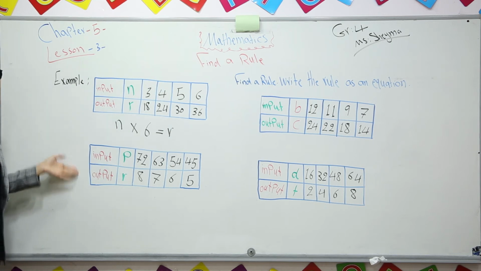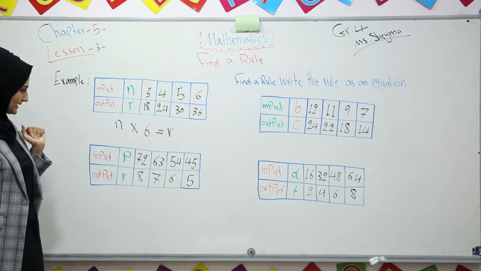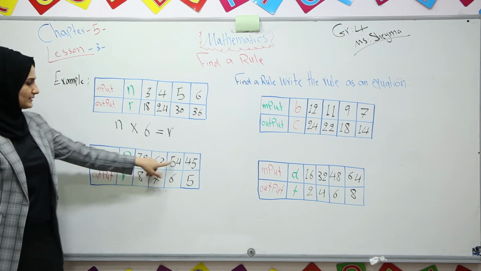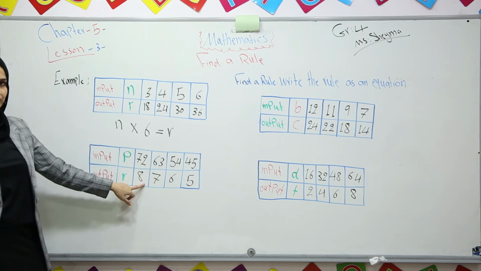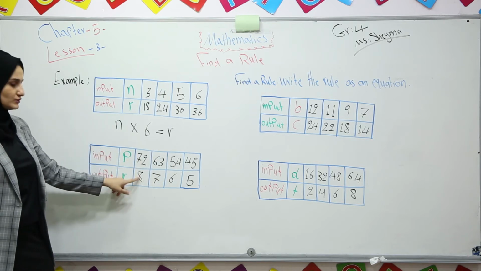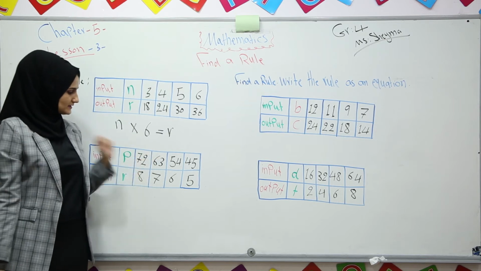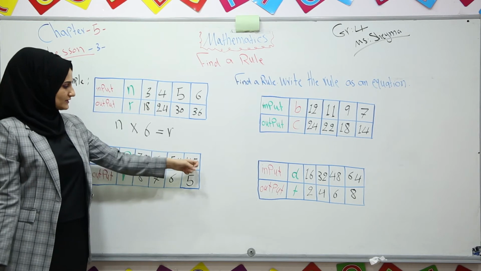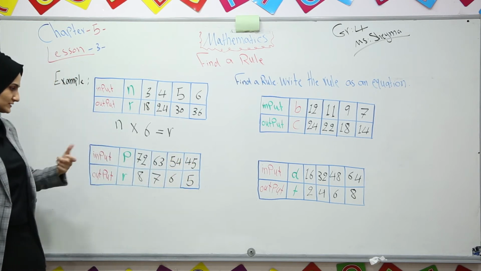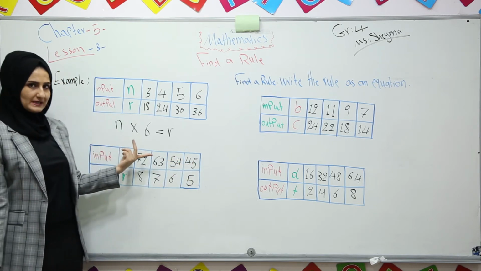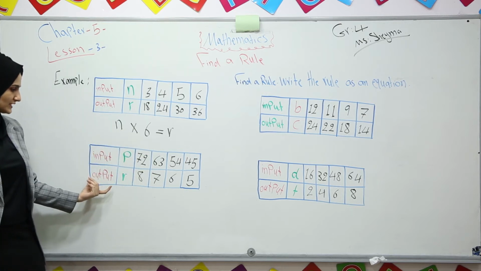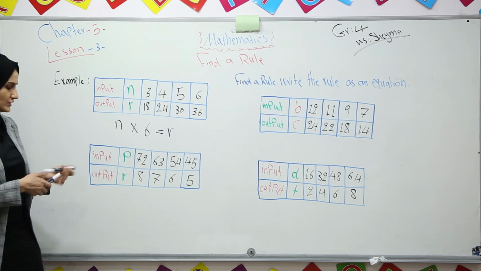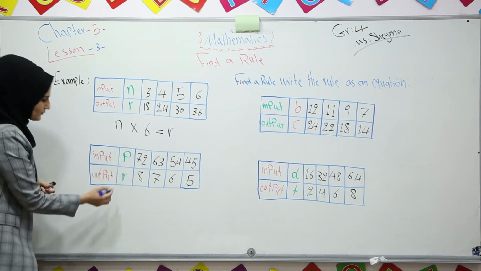We have another box, input numbers and output numbers. First, look at these input numbers. These input numbers are greater than the output numbers. 72 is greater than 8, 63 greater than 7, 54 greater than 6, 45 greater than 5. So I told you before, if the input number is greater than the output number, to write an equation we have to use division. Okay, so let's write an equation for this box.